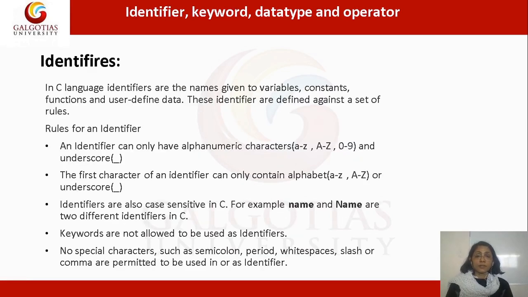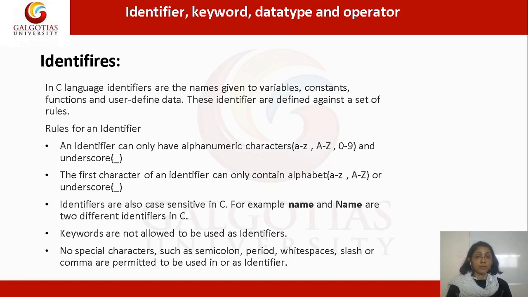Now, for giving a name to the storage location that is allocated for your program, there are certain rules that you need to follow. In C language, identifiers, as mentioned, are the names given to a variable or constant, or it can be a function, which you'll study later, and user defined. These identifiers are defined against a set of rules. The rules are: an identifier can only have alphanumeric characters, capital A to Z, small a to z, 0 to 9, and underscore.